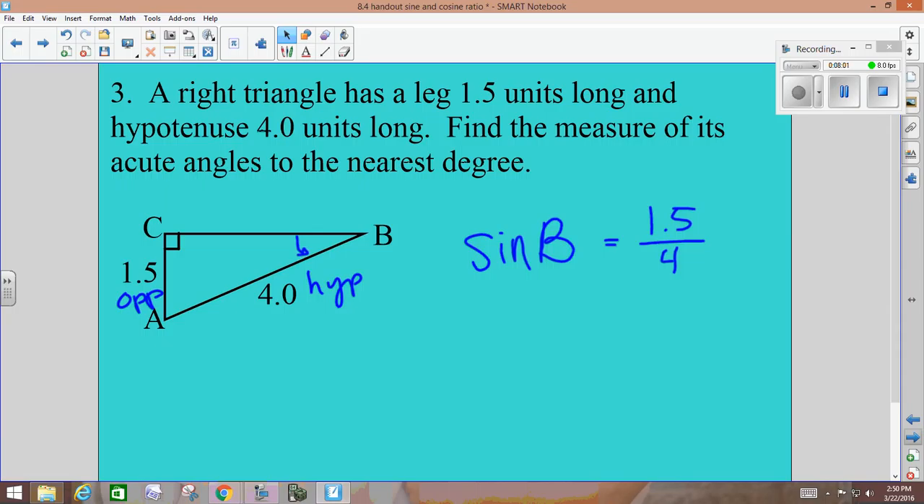This one wants us to round to the nearest degree. Here, you wrote 4.2. Oh, 22.